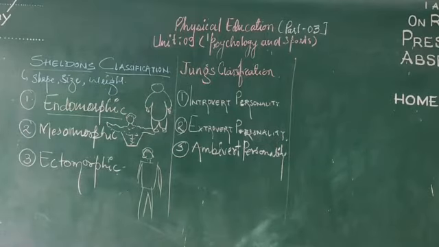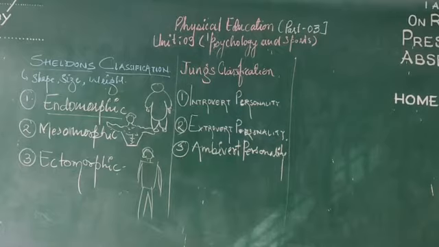The next thing, the last, is the ambivert personality. Ambivert personality is basically, students, a person who has a combination of both things, introvert as well as extrovert. The person who has an ambivert personality has a combination of introvert and extrovert, right?